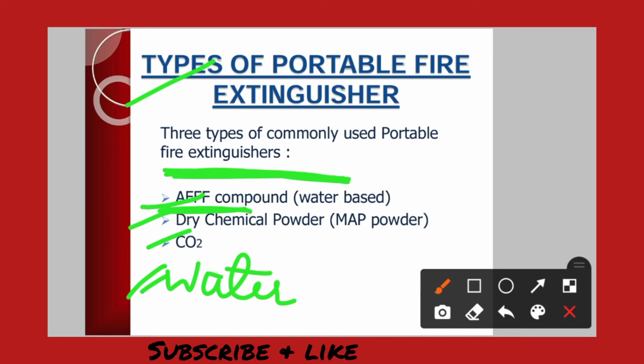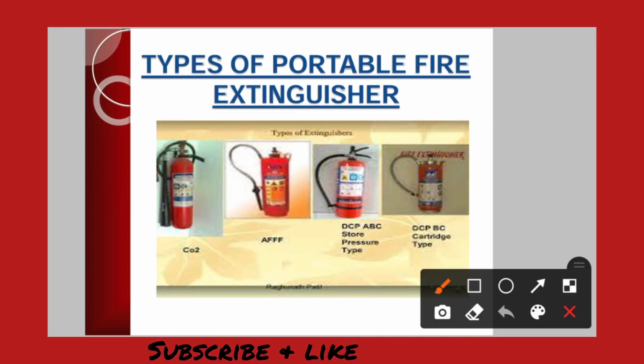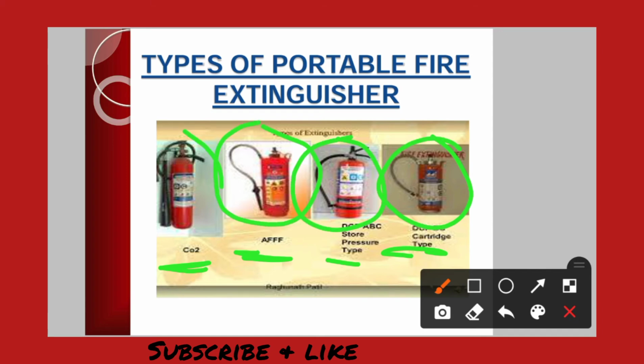AFF is also a fluorine related compound. It is a mixture of fluorine and water. DCP is dry chemical powder, and CO2, you all know what it is. So let's see the types of portable fire extinguishers. You can see the images here: CO2, AFF, DCP, DCP-BC type, and ABC pressure type. You must see the pictures so that if you are going in a mall, you can easily detect which type of extinguishers they are using at what place. It will increase your observation skills.